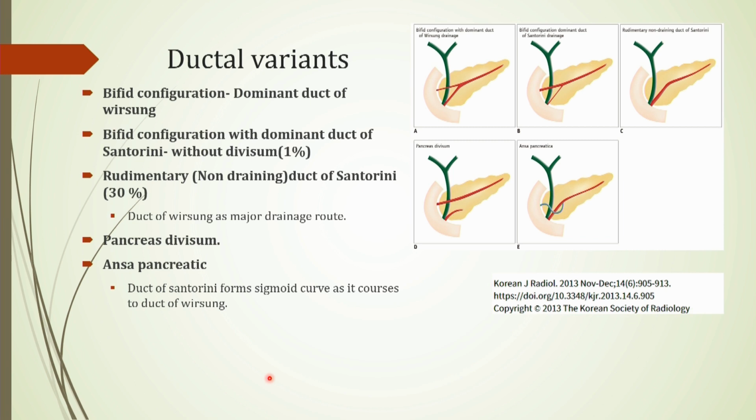including polysplenia and asplenia. Ductal variants include bifid configuration with a dominant duct of Wirsung, bifid configuration with a dominant duct of Santorini, and the rudimentary or non-draining duct of Santorini. Pancreas divisum is where the dorsal duct drains separately at the minor papilla and the ventral duct drains at the major papilla. In ansa pancreatica, the duct of Santorini forms a sigmoid loop surrounding the duct of Wirsung.